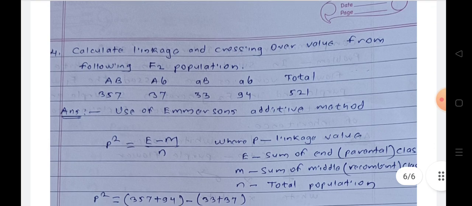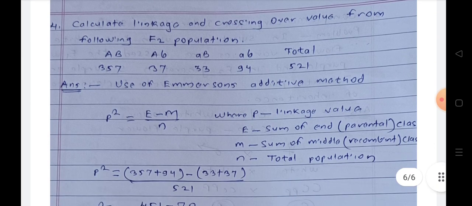Next example depends upon linkage: calculation of linkage and crossing over value from the F2 population. It is a simple example. There will be one formula, and the F2 progeny or F2 population is given. Suppose in that example, capital AB progeny will be 357, capital A small b 37, small a capital B 33, small a small b 94, and total progeny will be 521.